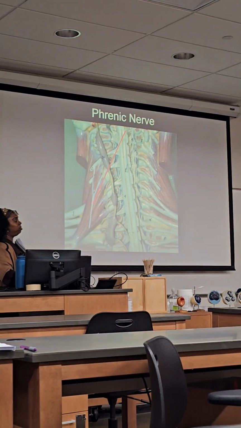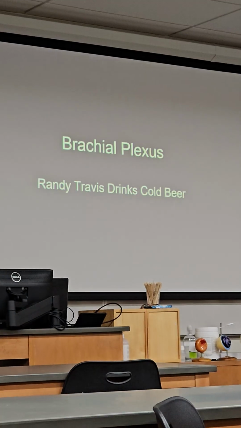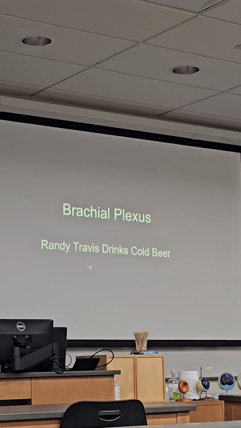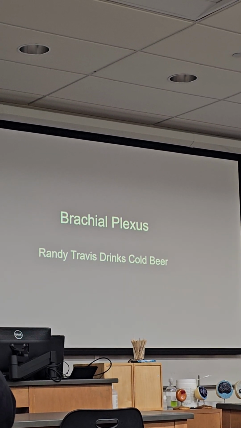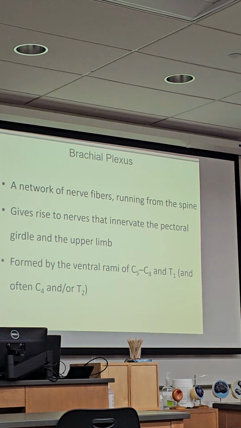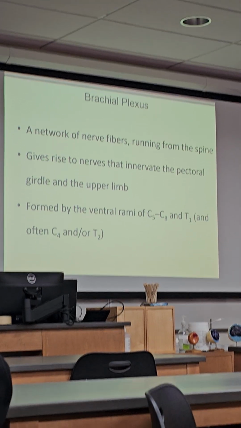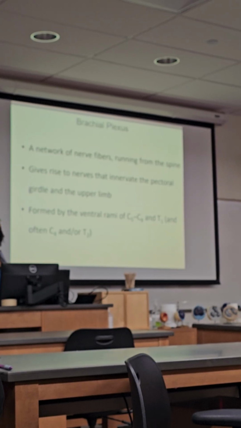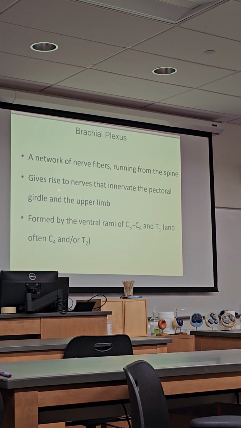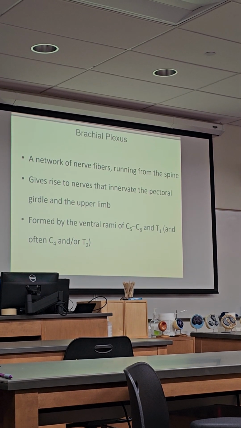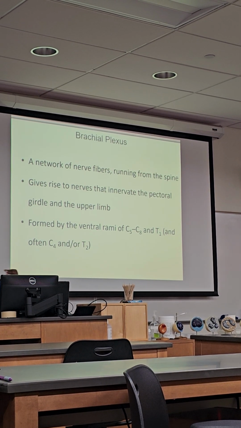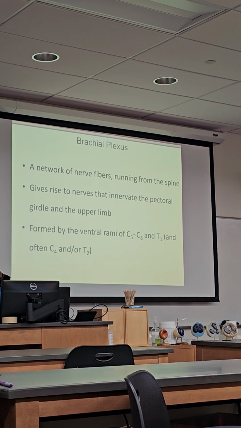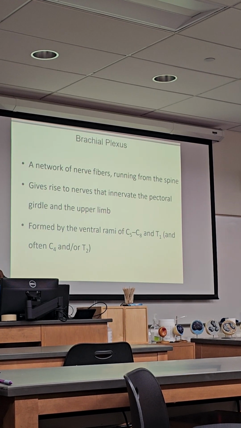All right, brachial plexus. This is what we need to definitely know. And we're going to try to remember things by Randy Travis, Grace Cold Beard. You know who Randy Travis is? So here we have a network of nerve fibers, which is what a plexus is. And these are the nerves that are going to innervate the pectoral girdle all the way down the upper limb.